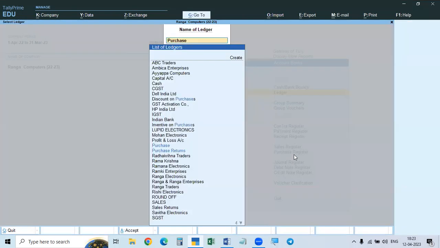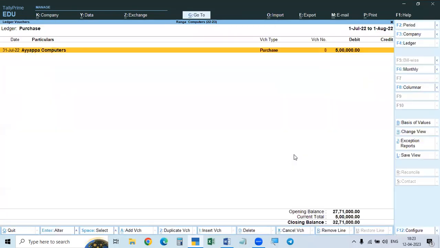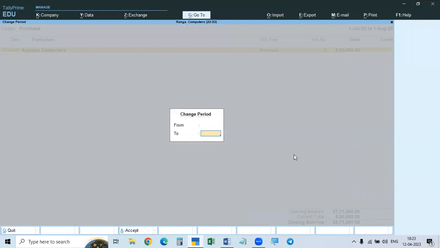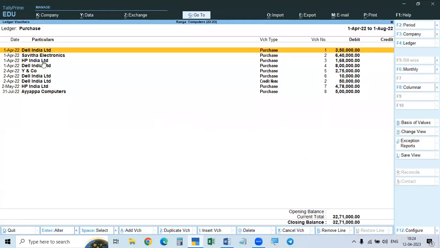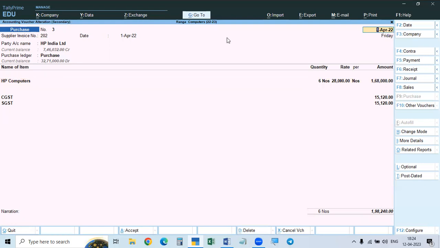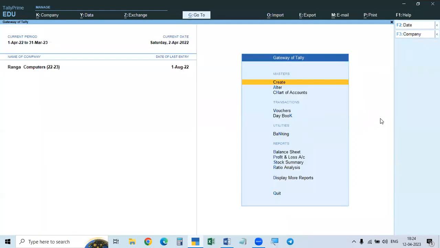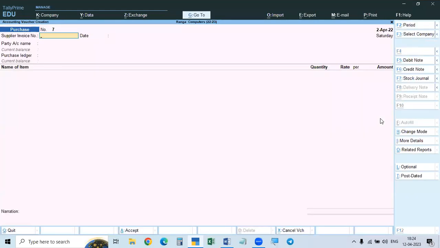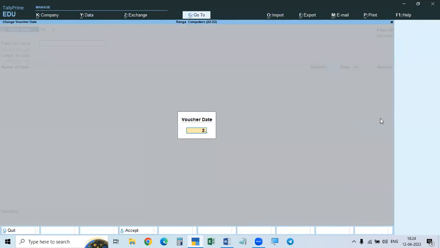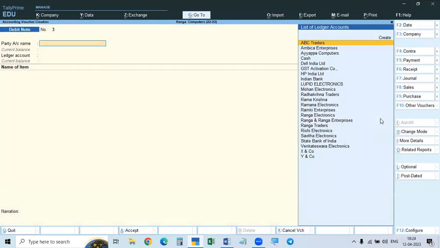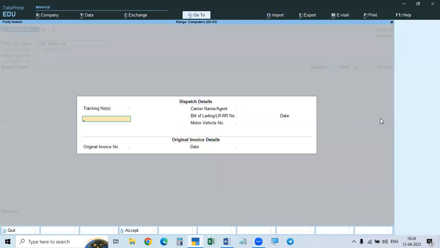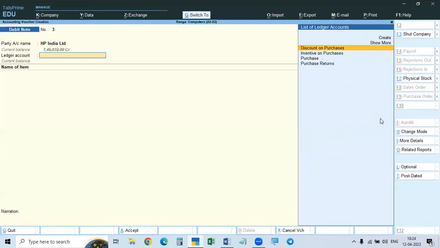And one more thing. HP India Limited, 1st April, the number you remember: 202, 1st April, one number at 28,000. Here also we are doing Alt F5. We take this 2nd April, HP India Limited. Here the original invoice is 202, 1st April. Save this.